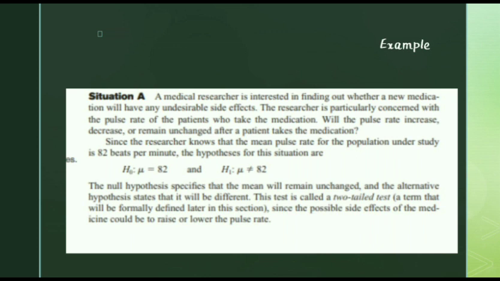The null hypothesis specifies that the mean will remain unchanged, so equal to 82. And the alternative hypothesis states that it will be different. This test is called a two-tailed test, a term that will be formally defined later in this section, since the possible side effects of the medicine could be to raise or lower the pulse rate. So, mao siya gibutang og two-tailed kay it could be lower or higher.